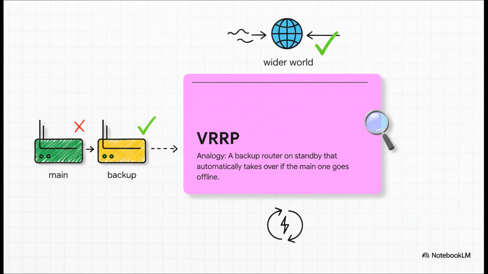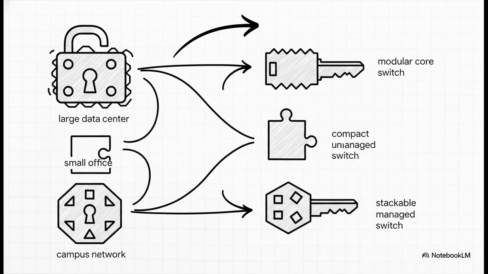And last but not least, VRRP. This one is a lot like MLAG, but instead of being for switches, it's for routers, the gadgets that direct traffic between different networks, like from your office out to the internet. It's the same idea. Have a backup router on hot standby. If the main one fails, the backup takes over so fast that nobody in the office even notices their internet blinked.